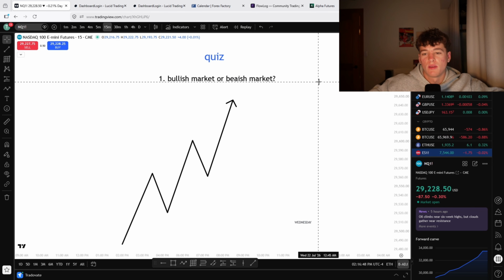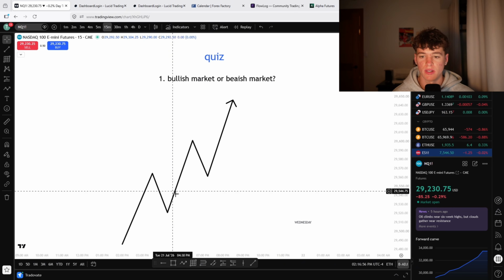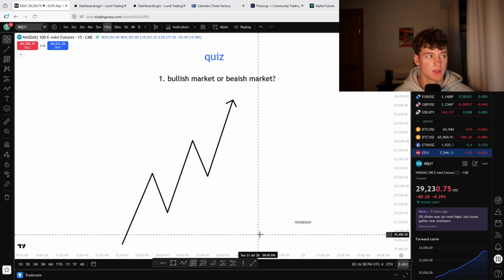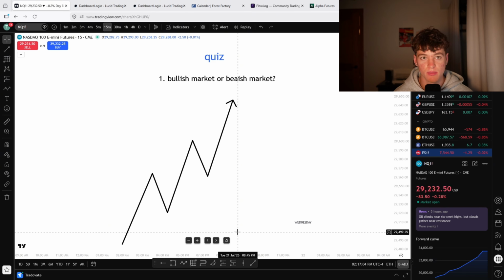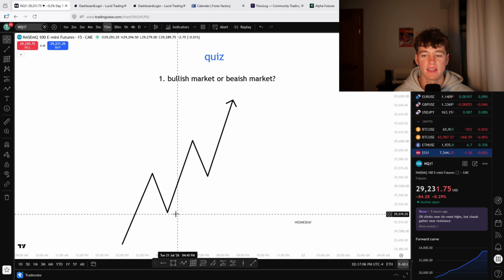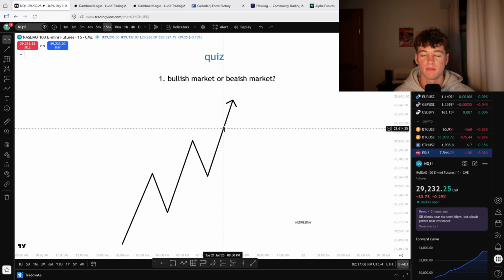Okay, guys, so I'm going to end with a quick quiz to recap and make sure that you guys kind of understand what we learned today. So, question 1, is this a bullish or a bearish market? Right here. I'll give you guys a few seconds. All right, if you guys said bullish, you'd be correct because we're moving in higher highs and higher lows. This is a bullish market or an uptrend.